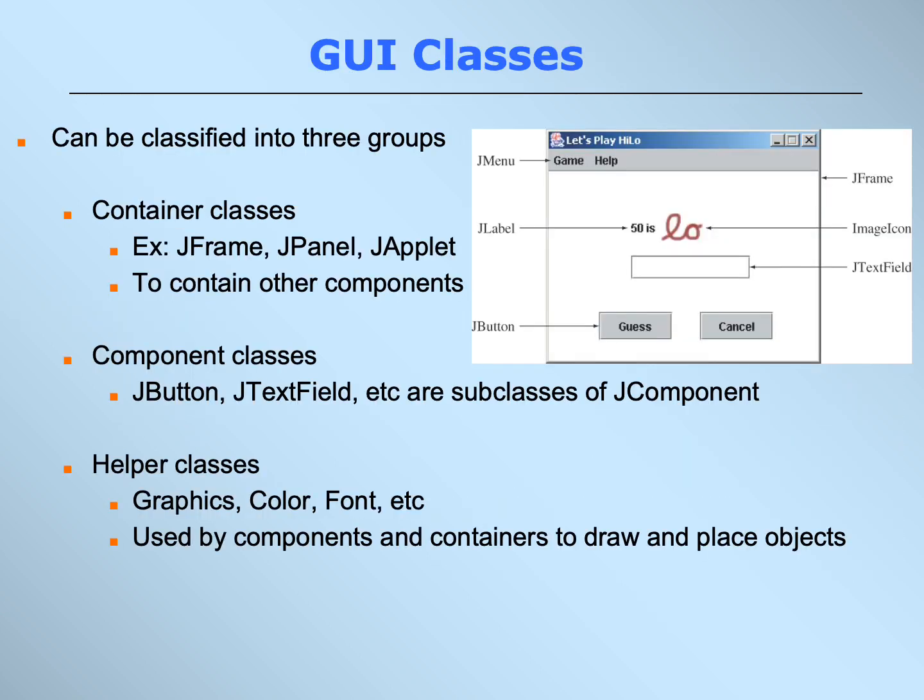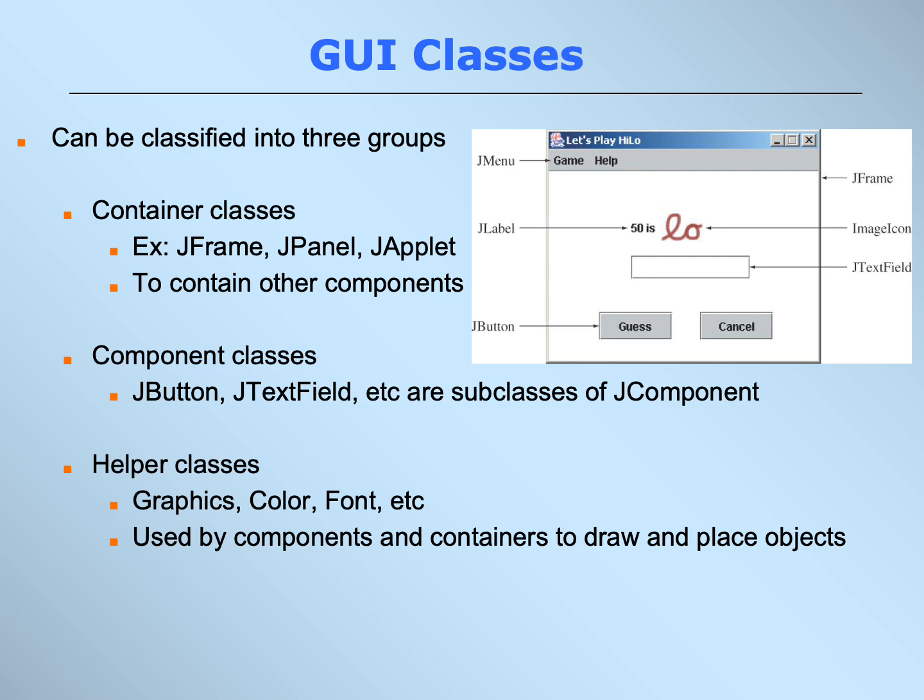GUI classes can be classified into three groups: container, component, and helper classes. Container classes, for example JFrame, JPanel, and JApplet, are used to contain other components. Component classes, for example JButton and JTextField, are subclasses of JComponent. Helper classes are the graphics, colors, and font classes. These are used by components and containers to draw and place objects.